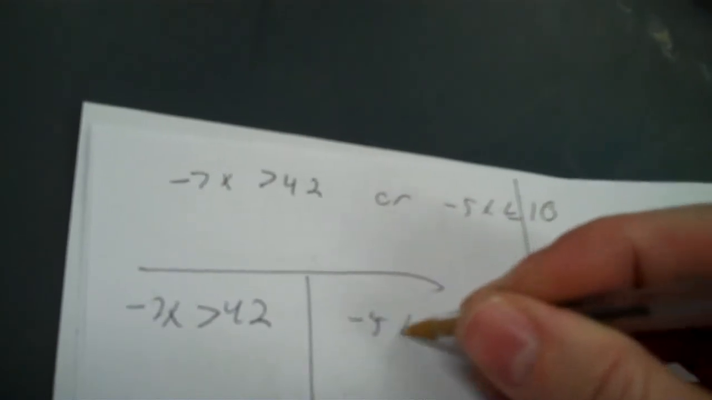Okay, the next couple. I messed this problem up hardcore. Okay, I want that 7 there, negative. Okay, so the OR statement. Okay, so on one side we're going to go negative 7x greater than 42. On the other side, negative 5x less than or equal to 10.